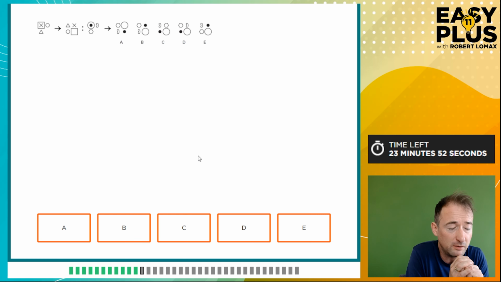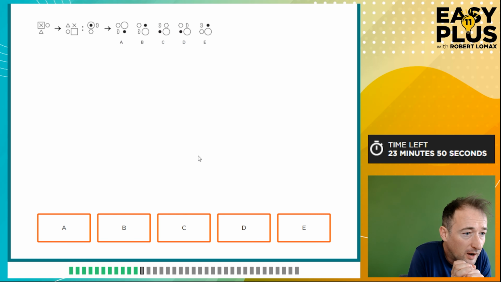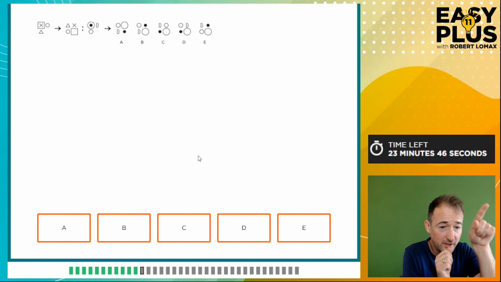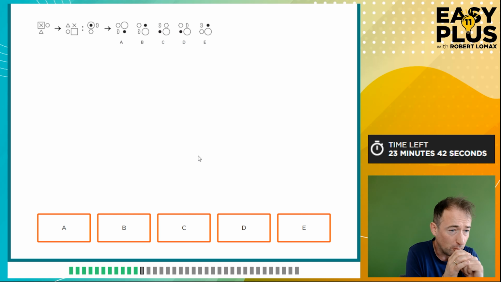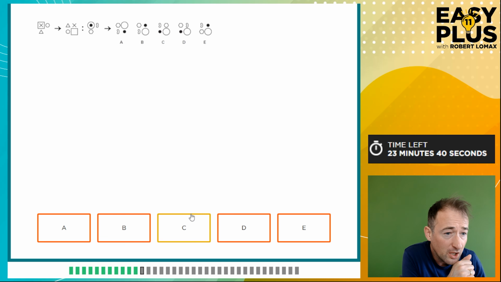Let's look for ones with the kidney bean top left and the circle bottom right. That's C and E. And if the little things keep on moving around anti-clockwise, that's going to be bottom left. So therefore we're going to go with option C.